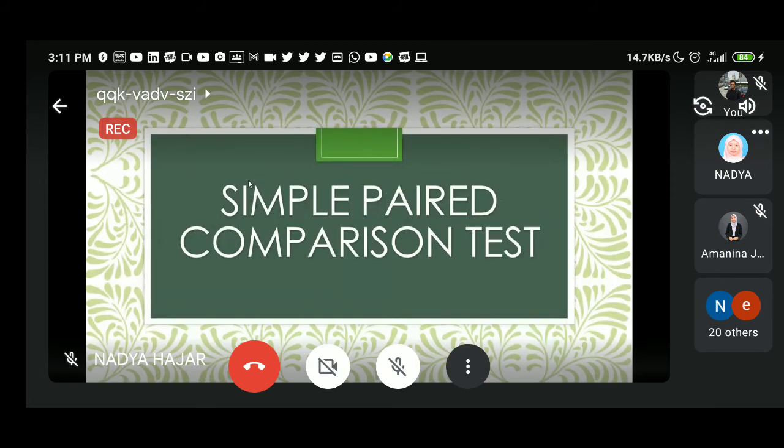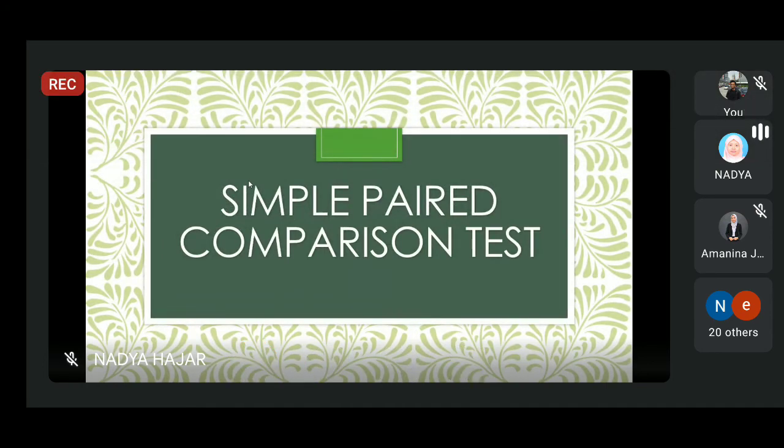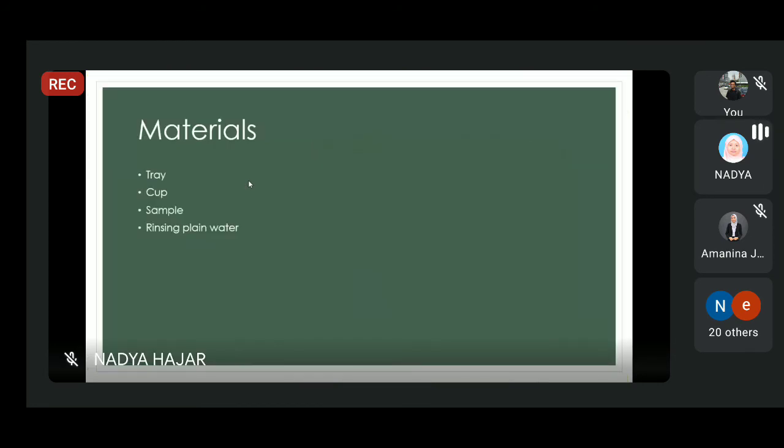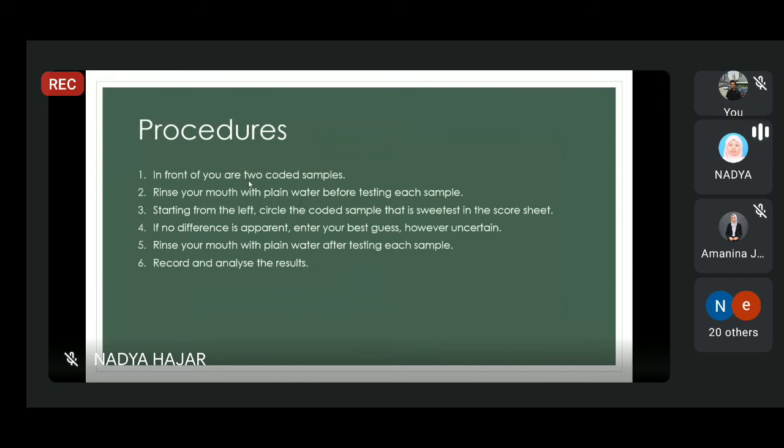Okay, here is a simple paired comparison test. Simple, maksudnya ada satu attributes je yang you evaluate. Okay, kita tak evaluate the whole sample, just one attribute. Okay, these are the materials. So the procedures, okay, kat sini sama je macam prosedur yang lain kecuali circle the coded sample that is sweetest in the score sheet.